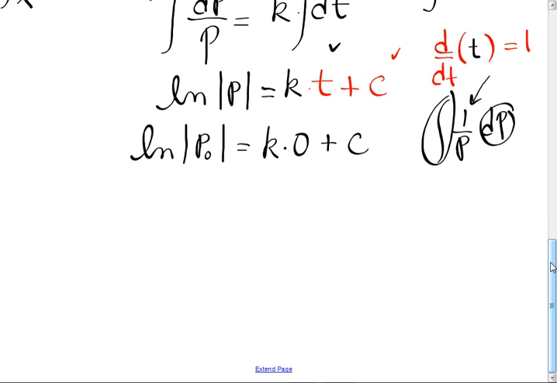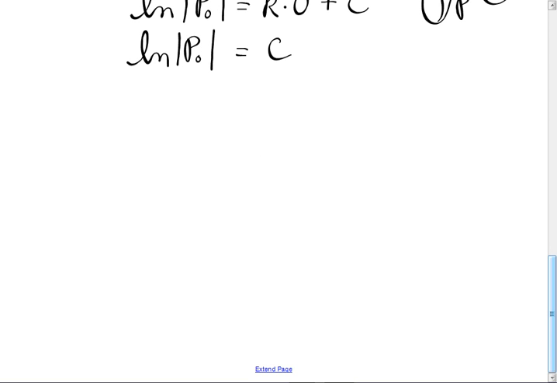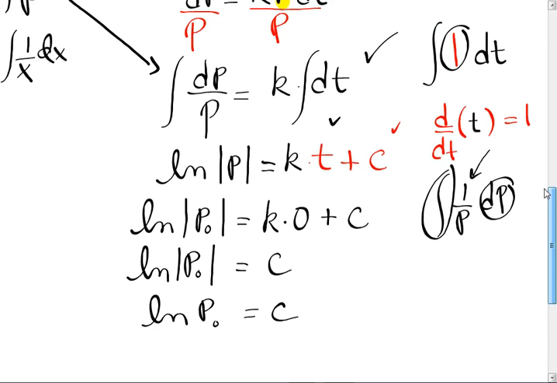Okay, can I solve for C? C equals the natural log of the absolute value of the initial population. Well, the initial population obviously is positive, so I don't need that absolute value. But be careful with it. It depends on the context of the problem. Here it's population. I know it's positive. We can't have a negative population. That was the initial condition.